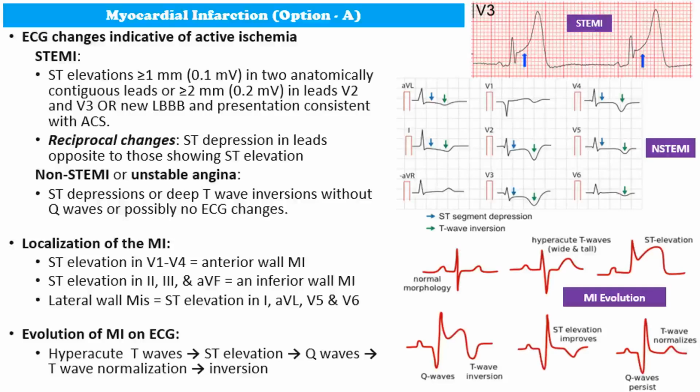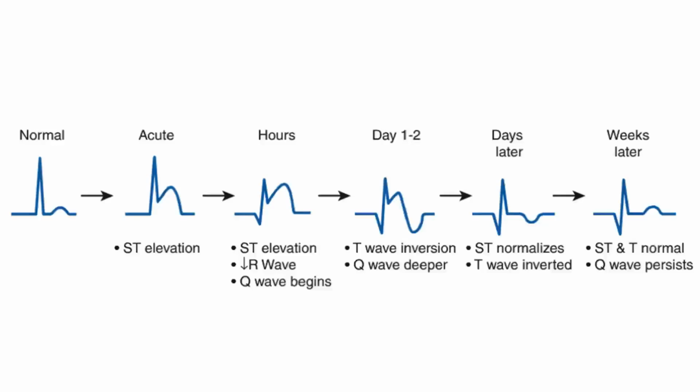The evolution of ECG changes over time is significant. Serial ECGs can show the progression from hyperacute T waves to ST elevation, then the development of Q waves, and eventually T wave normalization or inversion as the MI resolves or stabilizes. This progression reflects the dynamic nature of myocardial injury and repair processes.